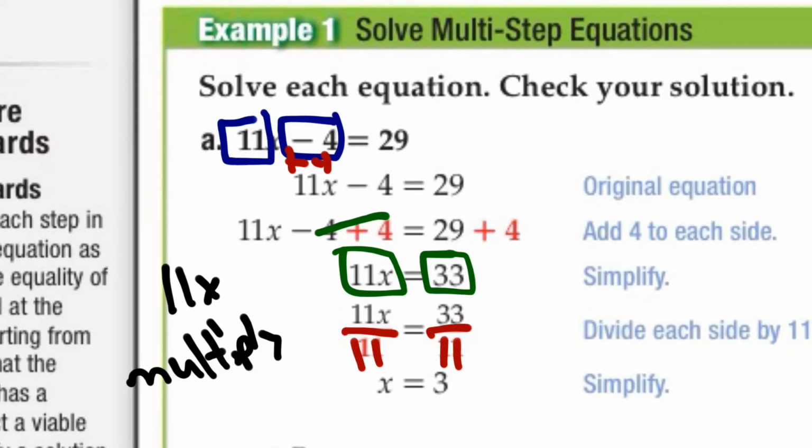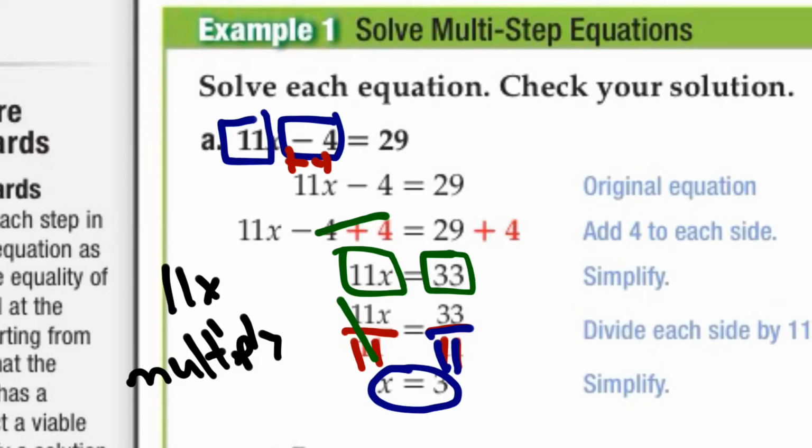Now when I do that, why? Well, look. 11 divided by 11 is technically 1x, or just x. So they just put x. But whatever I do to one side, I have to do the other. So 33 divided by 11 is 3. x equals 3. And now I'm done.